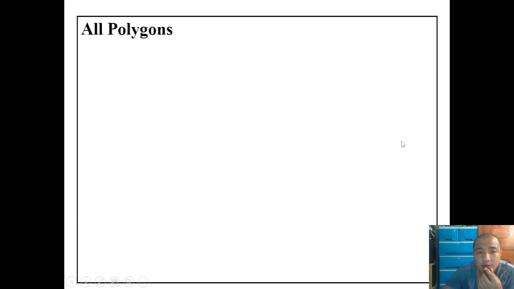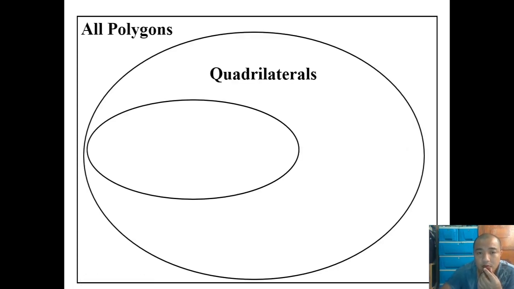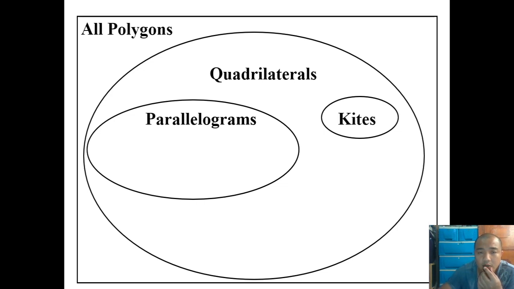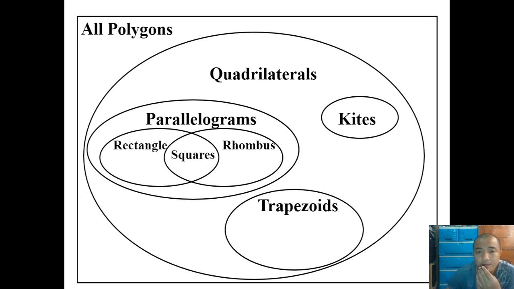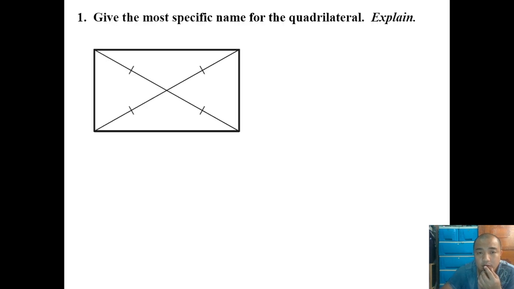So, all polygons, quadrilaterals. Under quadrilaterals we have parallelograms, kites, and trapezoids, and under parallelograms we have rectangle, rhombus, and squares. So these are typically what we're going to study: the parallelograms, rectangle, squares, rhombus, trapezoids, and kites. And under trapezoid we also have isosceles trapezoid.